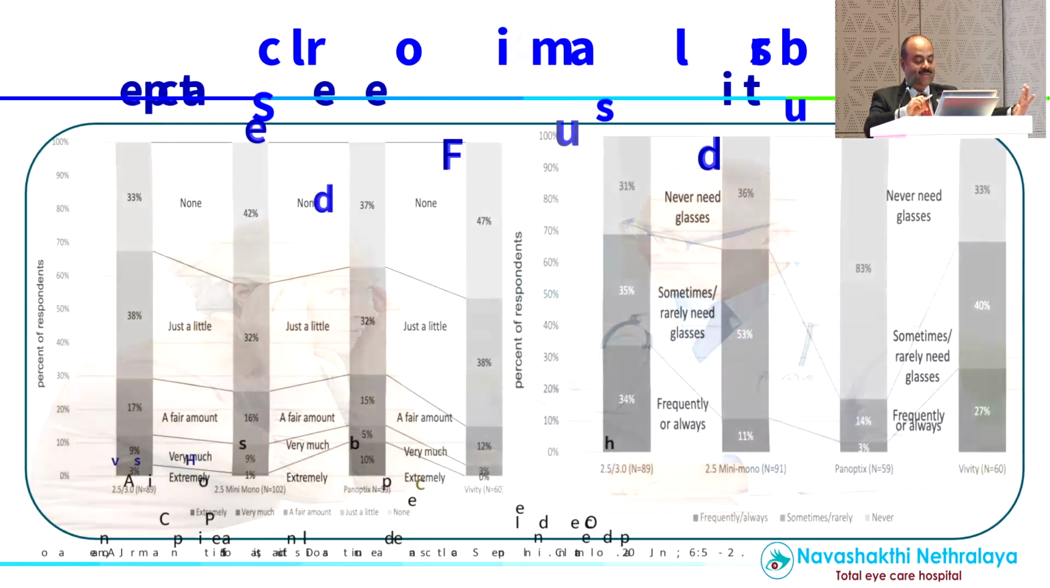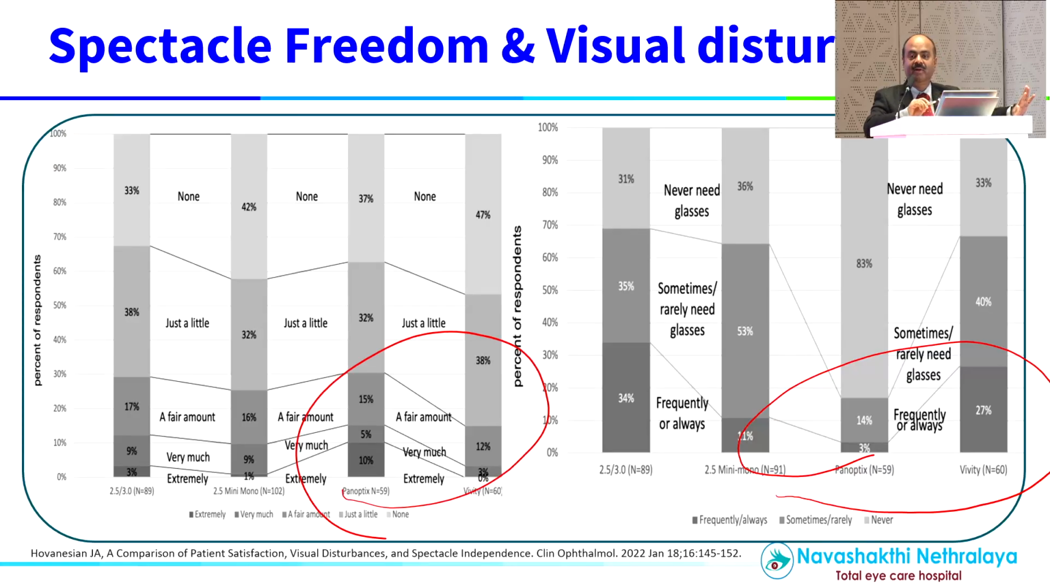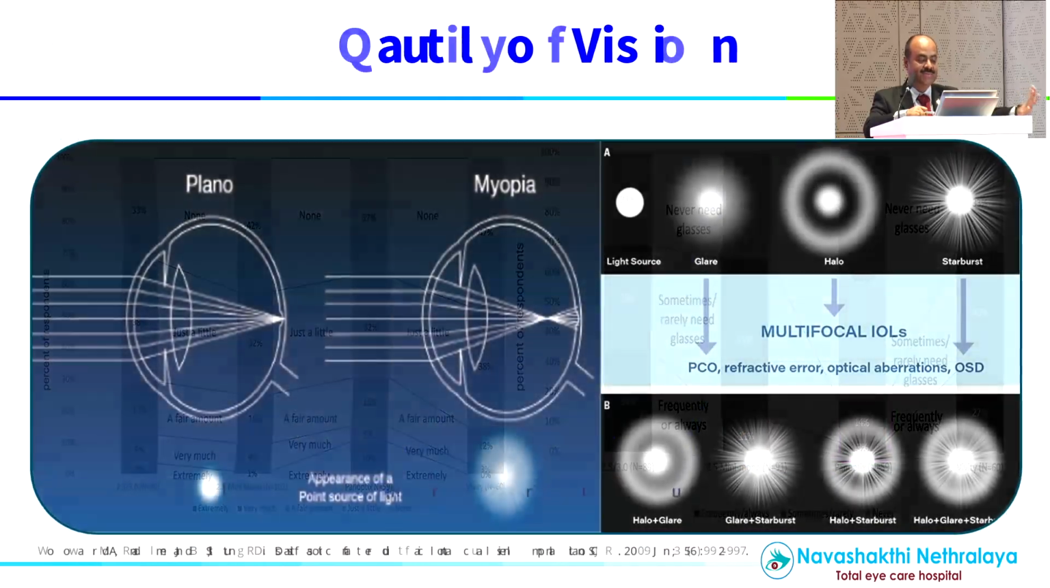Now, again I said, this is probably one of the best lenses we consider, and despite using this best lens, look at this particular place and this place. Almost 13 to 15% needed glasses, they were not happy with the vision. This is with a trifocal, from one of the very good companies. I'm not mentioning their name. All of us use these things.